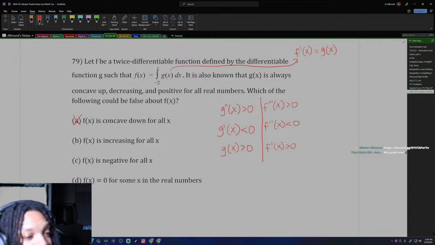B says f of x is increasing. Now, see, that's what I don't know. It might be B because we don't really know anything about f of x, do we? We know it's twice differentiable. And we know, yeah.